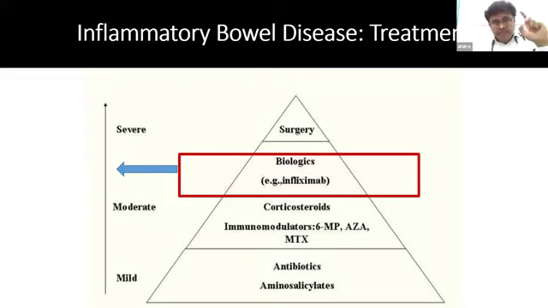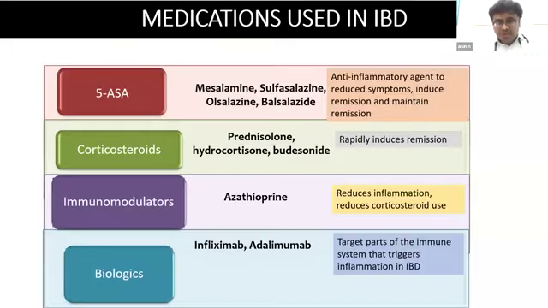Apart from that, surgical intervention, the final pointer: if the patient is not responding, fulminant colitis, if the patient doesn't show improvement in the background of toxic megacolon and other complications, then the patient may go for surgical intervention. That's very, very important to consider.